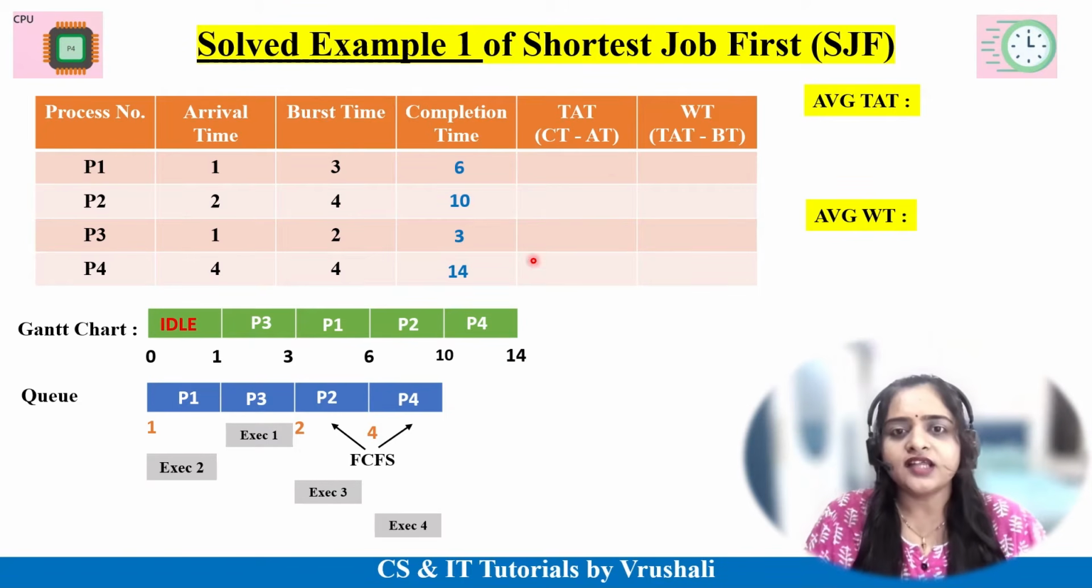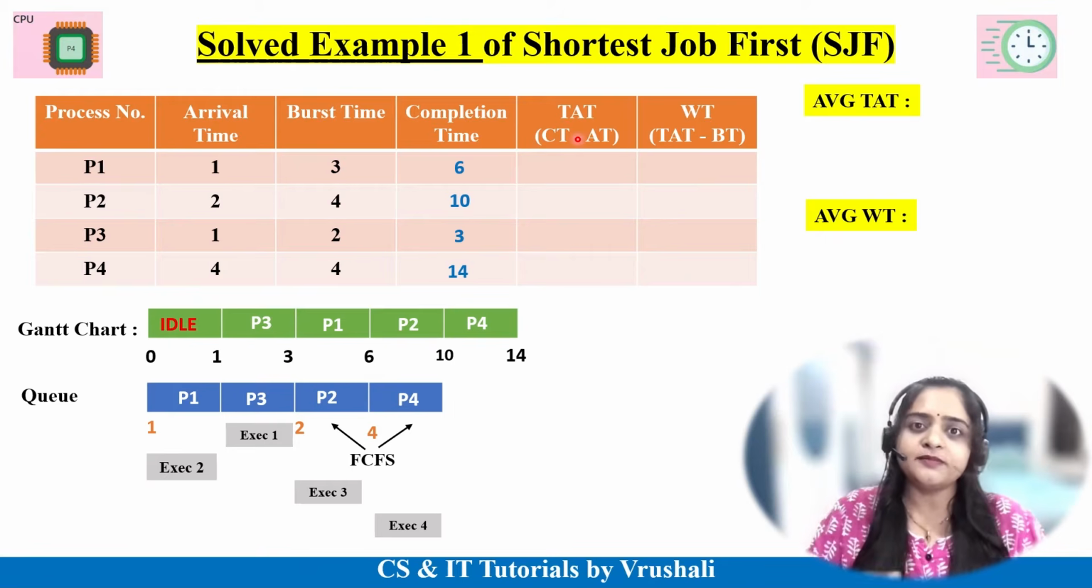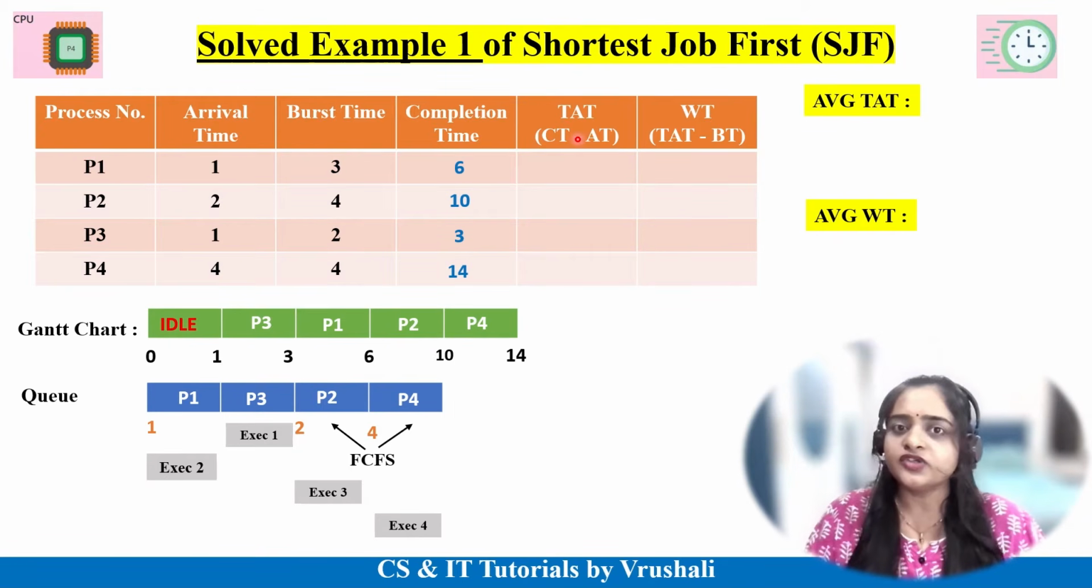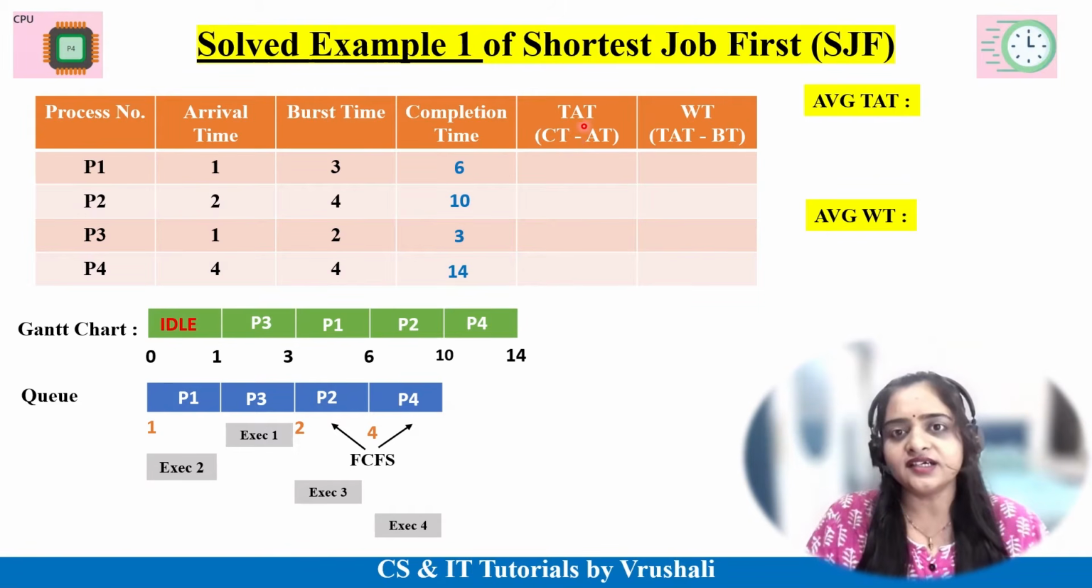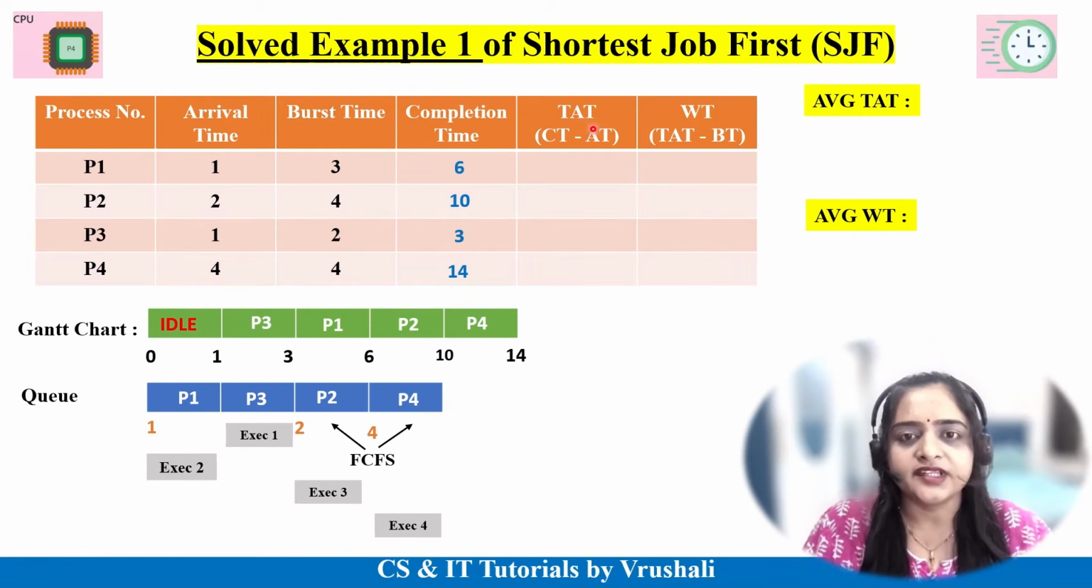Clear? Now the next one is turnaround time. See, burst time means the actual time required for the execution. But sometimes what happens? Your CPU is busy with another process, so your process goes to the waiting state. That is indicated by the turnaround time. So exactly how much time is required for the execution? Waiting time plus your execution time. Clear? See, the formula of turnaround time is completion time minus arrival time.